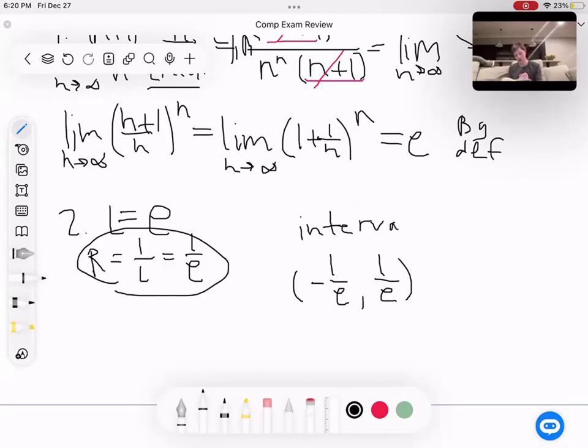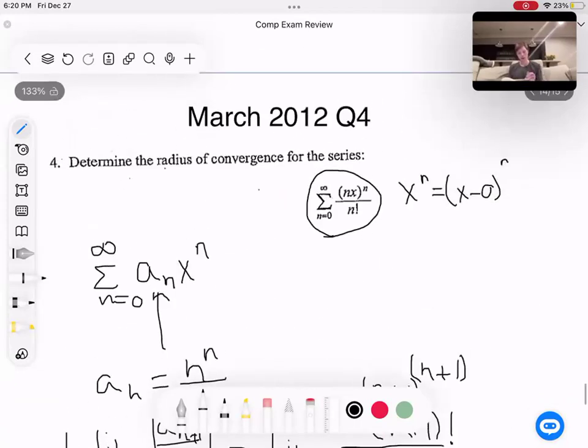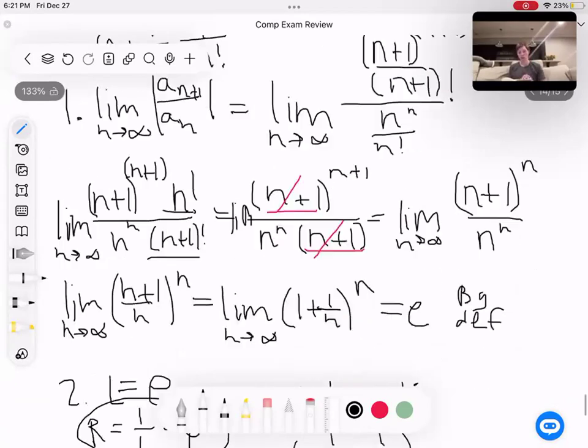So with problems like this, I would say be very careful as to whether they're asking for just the radius of convergence, which they're asking for here, or if they are also asking for the interval, because the interval has a couple extra steps, including testing those endpoints, because you're never going to fully know. You always have to test them.